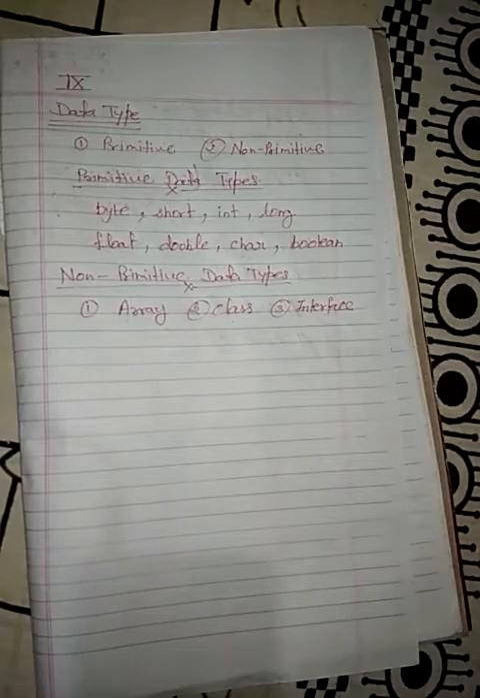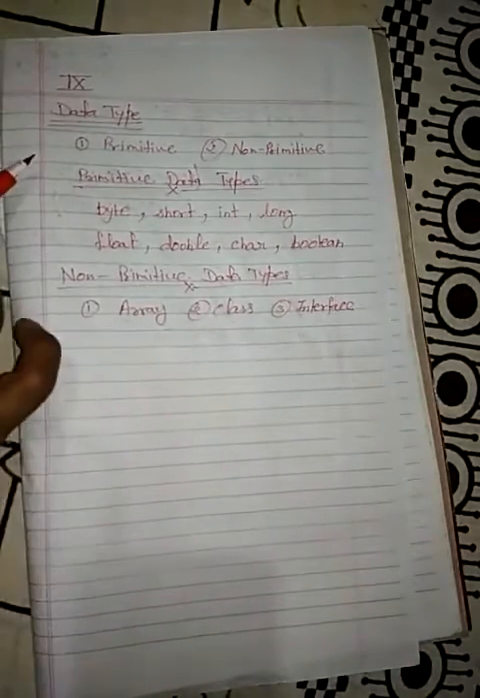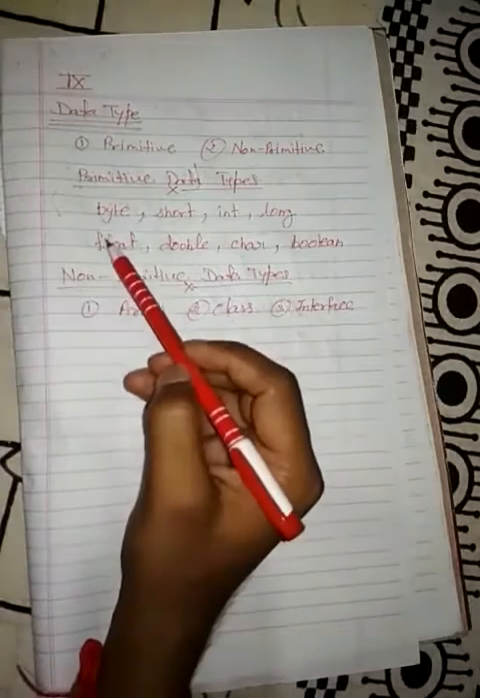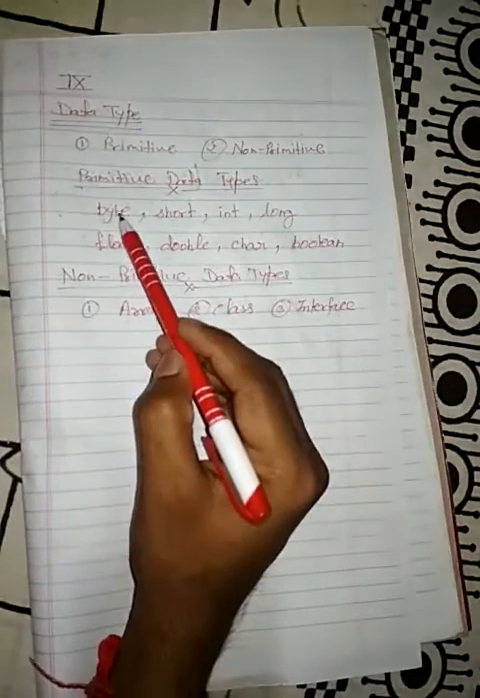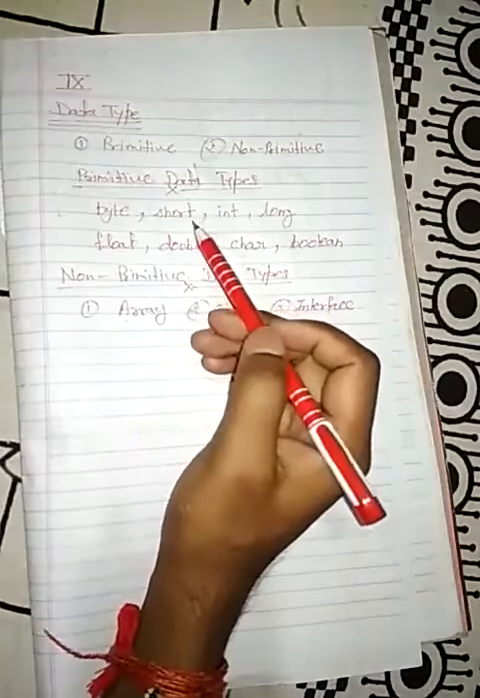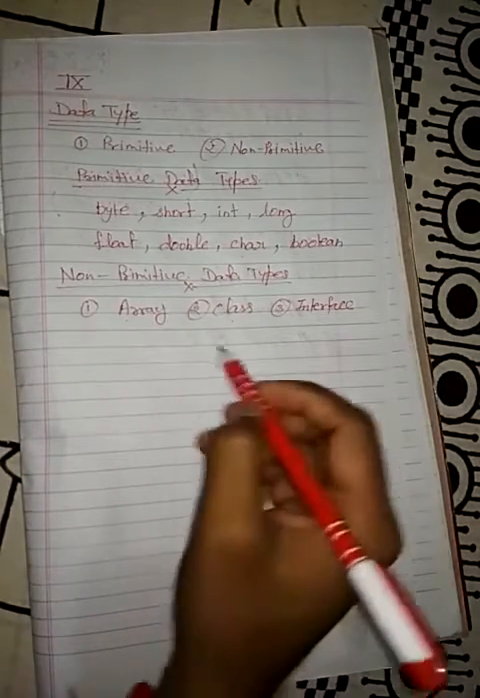Okay, and you have to do one thing about the data type: there is a table given in your book related to size and range of primitive data types. You have to design that table into your copy.